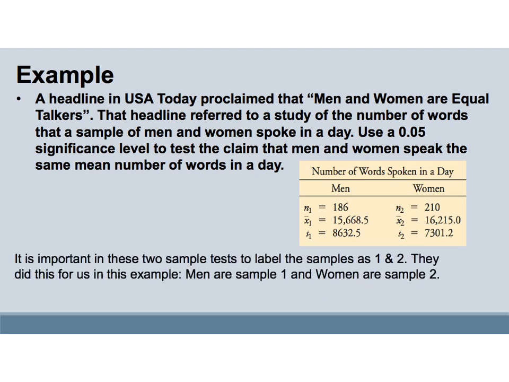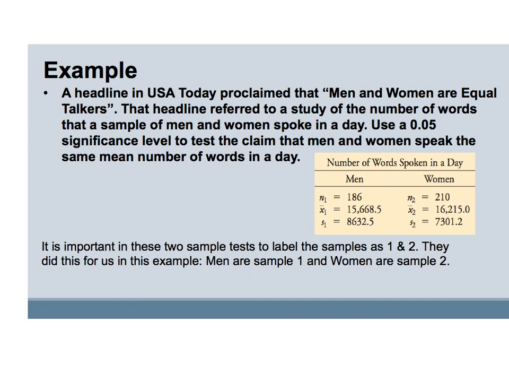Okay, now because we got 2 samples, we need to be able to tell them apart. So we need to decide which one is sample 1, which one is sample 2. They already did this in this one because the men, they stuck all those little 1s beside, and the women, they stuck all the little 2s. So this one, they said men were sample 1, women are sample 2. The reason we need to know that is in the next step when we write the hypothesis, we're going to talk about the mean of the first sample and the mean of the second sample. So the mean of the first sample is the mean for the men. The mean of the second sample is the mean for the women.